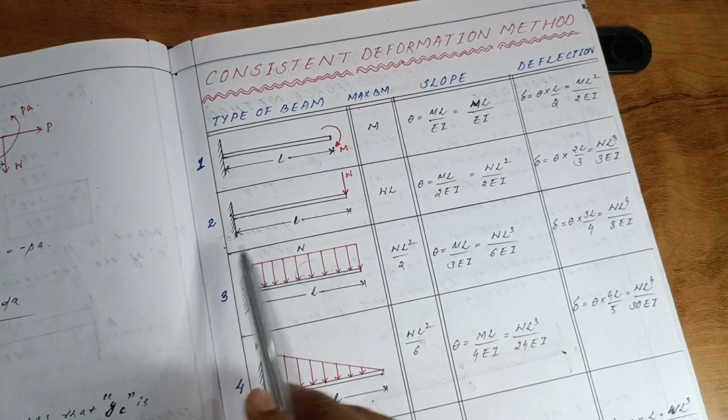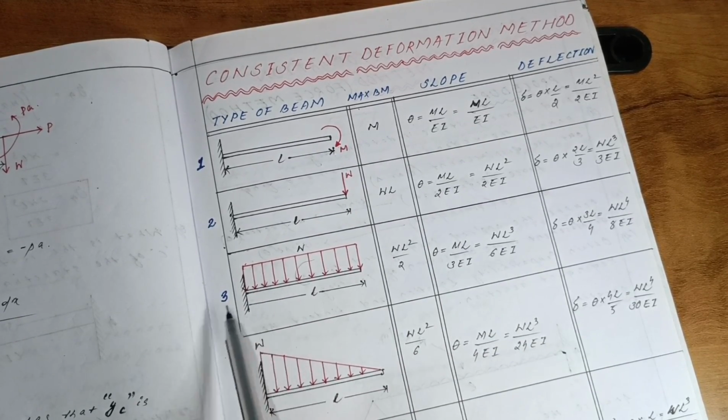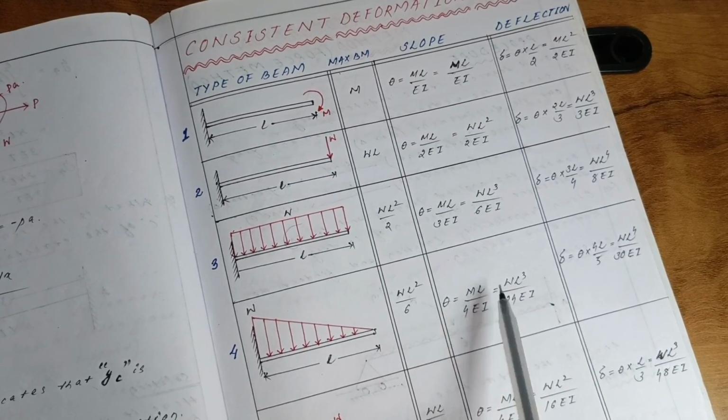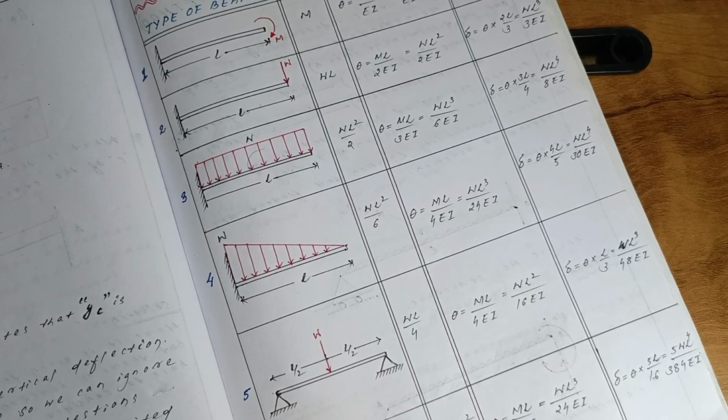For the second situation, theta equals ML by 2EI. For the third situation, theta equals ML by 3EI. For the fourth situation, theta equals ML by 4EI. For the fifth situation, ML by 4EI, and for the sixth situation, theta equals ML by 3EI.